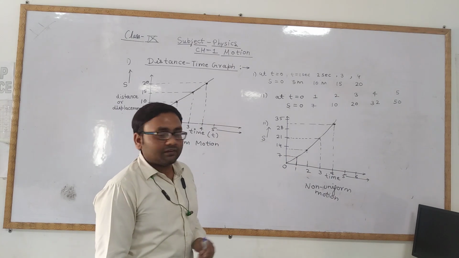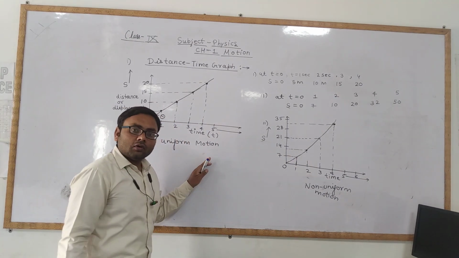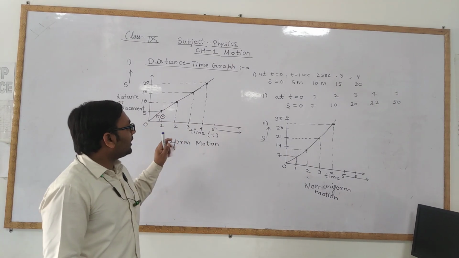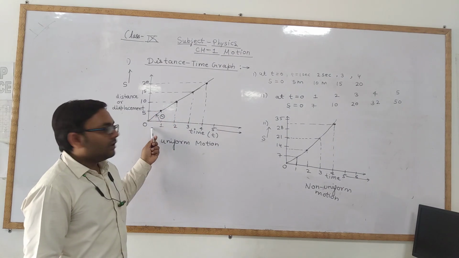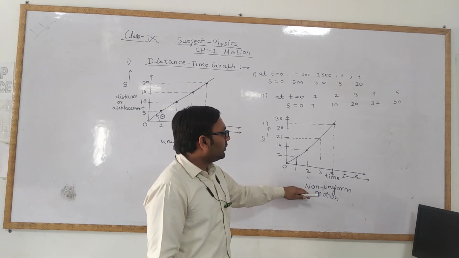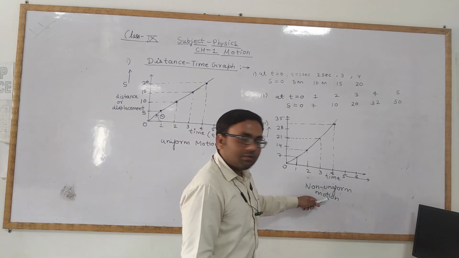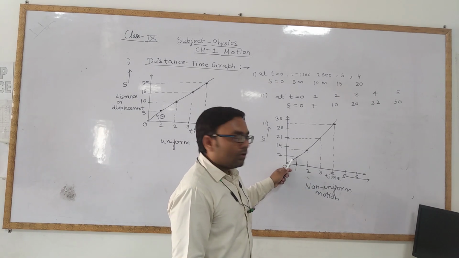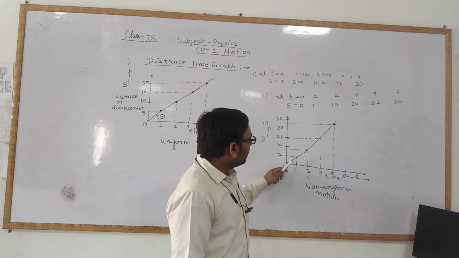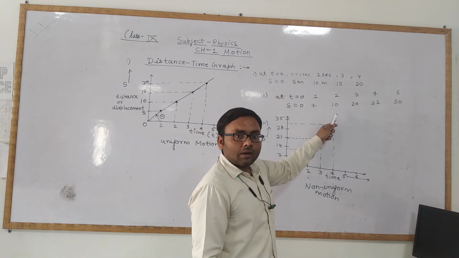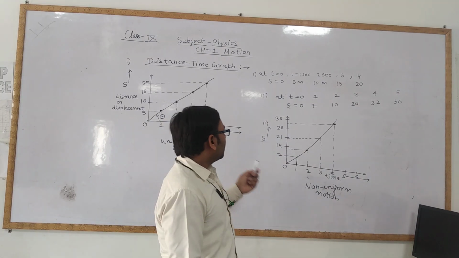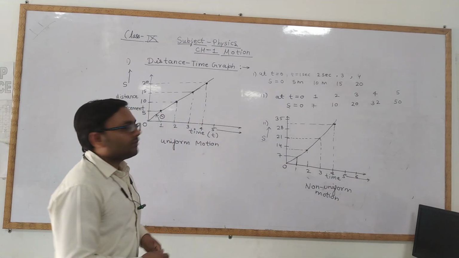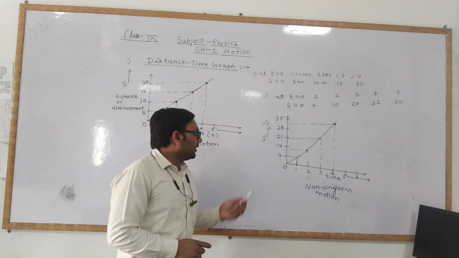So basically what is the difference? When the object has uniform motion, we will get a straight line distance time graph. And when the object has non-uniform motion, we will not get a straight line. Instead, we will get a curve which is rising upward or which is coming down. Okay, either graph you can get. So this is all about the distance time graph that we have studied here.